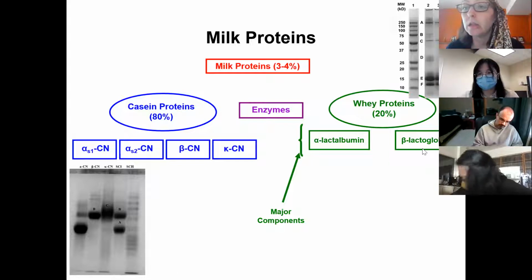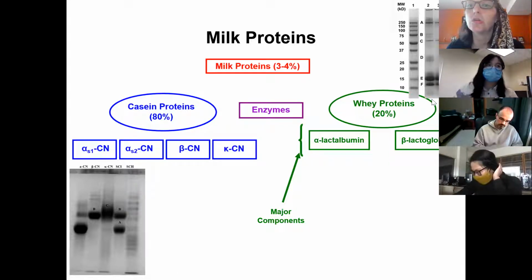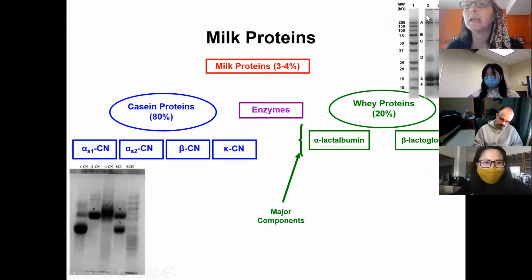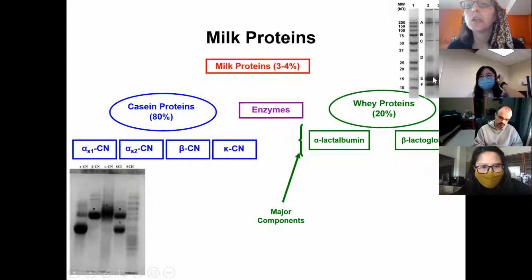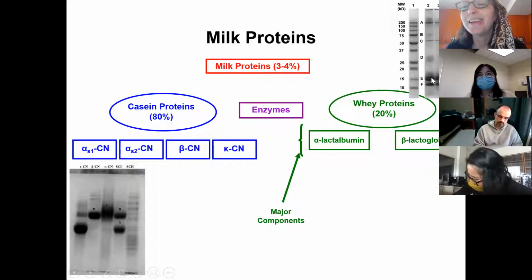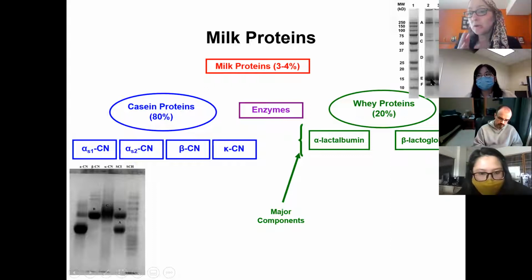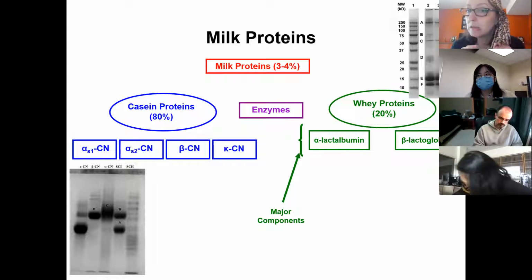So here at the top gel that I show you, the first lane here is what I want you to focus on. Don't worry about 3, 4, and 5, just lane 2. So here the beta-lactoglobulin is E, and the alpha-lactalbumin is F. The beta is anywhere between 16 to 18 kilodalton in molecular weight, and the alpha is between 12 to 14 kilodalton, depending on the genetic variant.